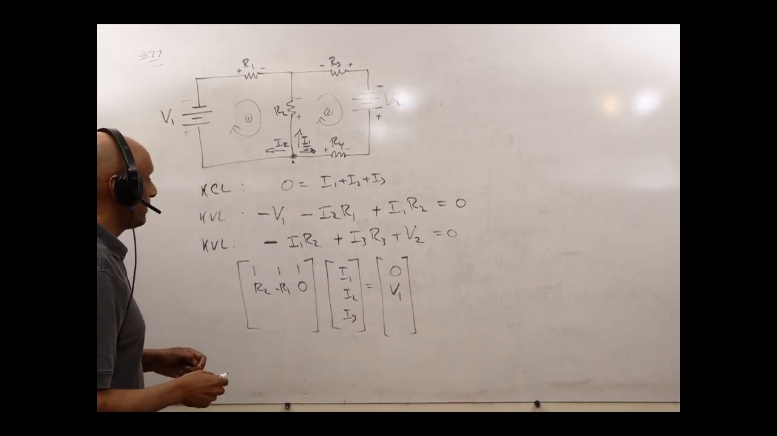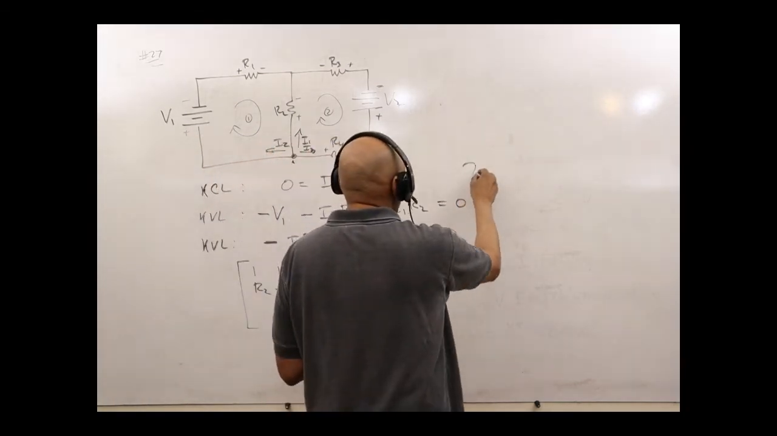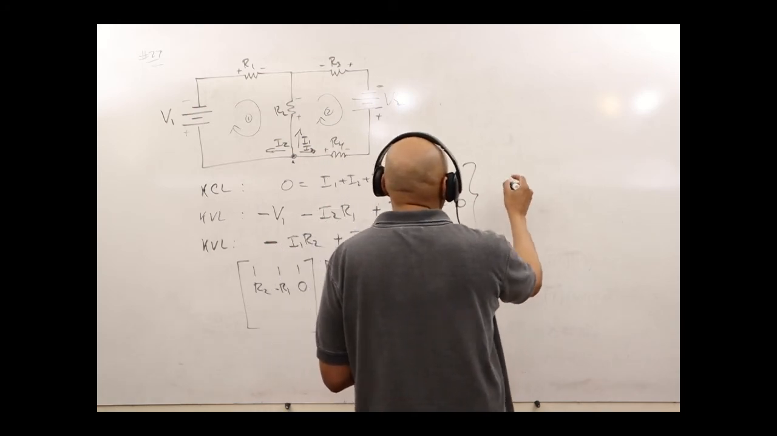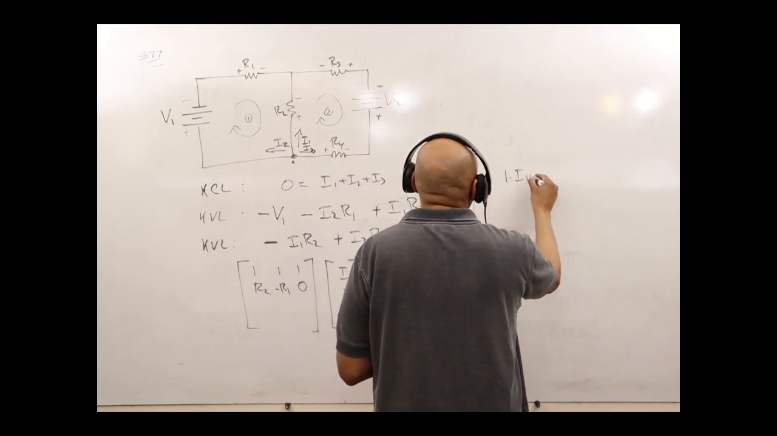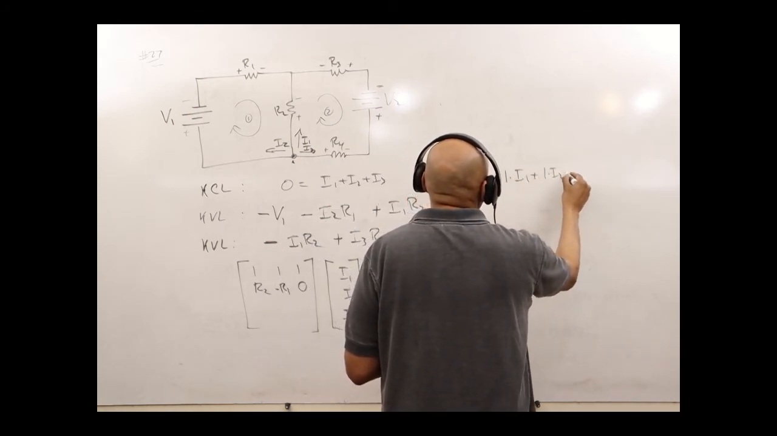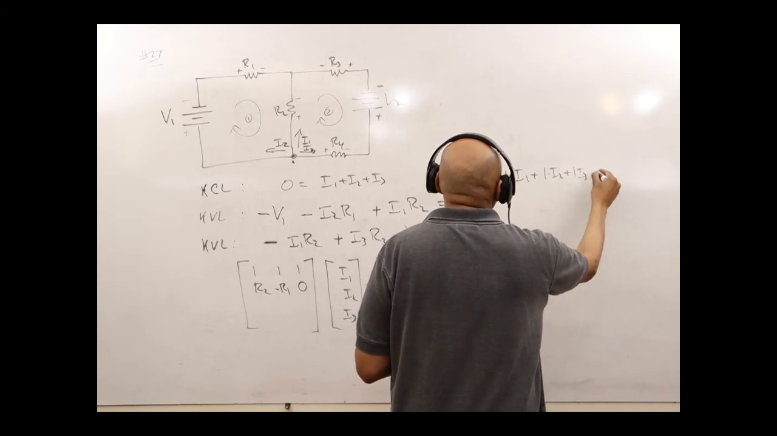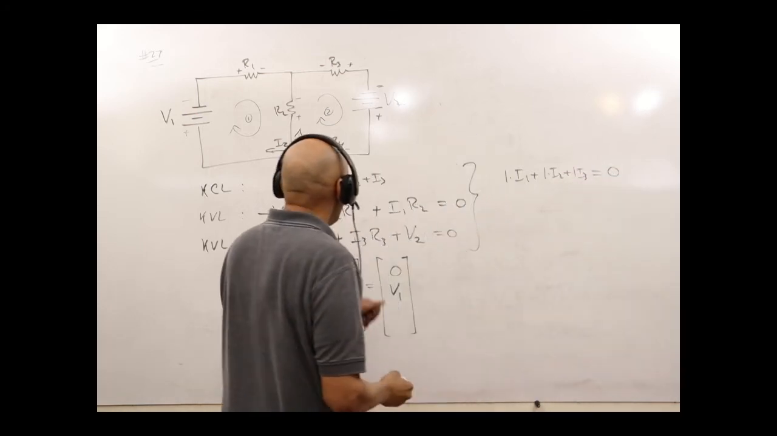Actually, you know what, maybe I'll convert this manually just to make sure you understand this. So it's 1 times I1 plus 1 times I2 plus 1 times I3 is equal to 0. First equation.